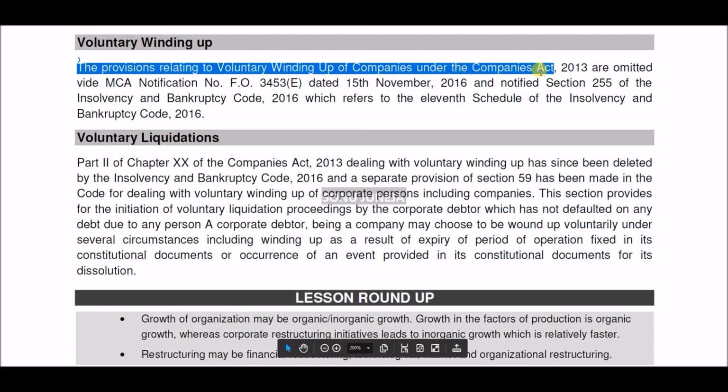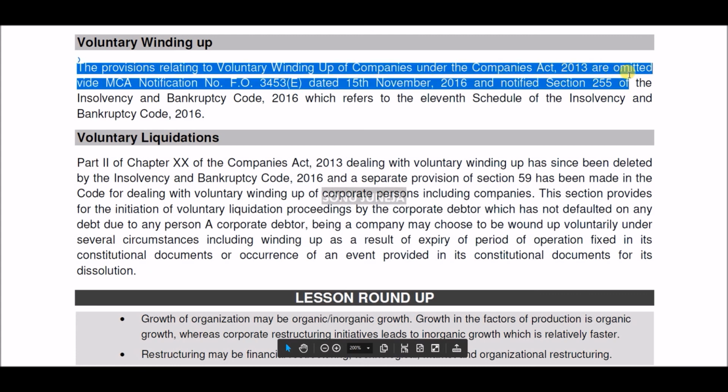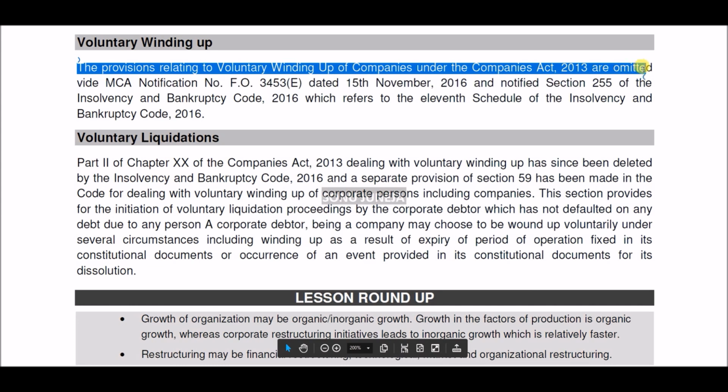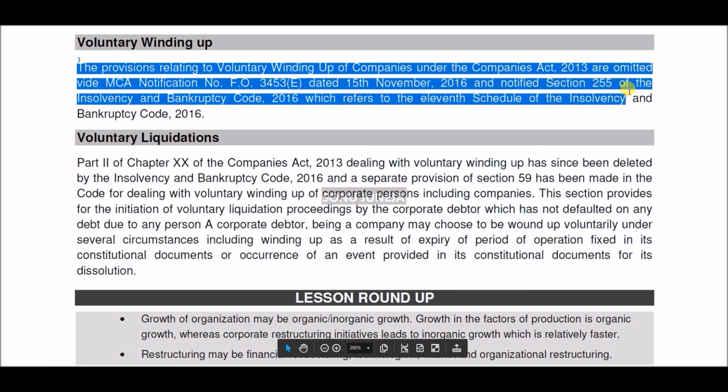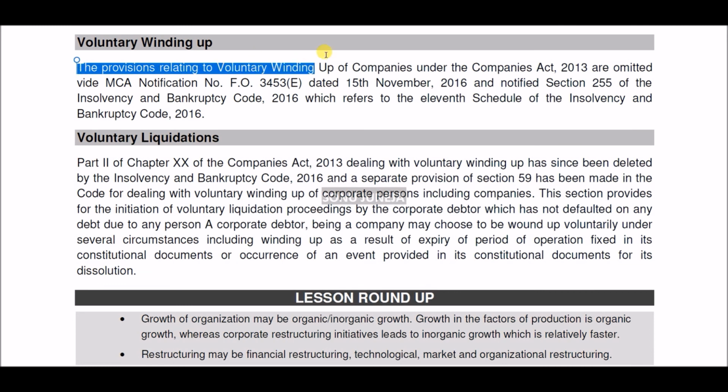वॉलंटरी वाइंडिंग अप कंपनीज एक्ट 2013 में it has been omitted. It's a notification on 15 November 2016 and 255 of Insolvency Bankruptcy Code को acceptance में लाया गया, which refers to the 11th schedule of the Insolvency and Bankruptcy Code 2016. Now, एक तो वाइंडिंग अप हो गया, now the liquidation.